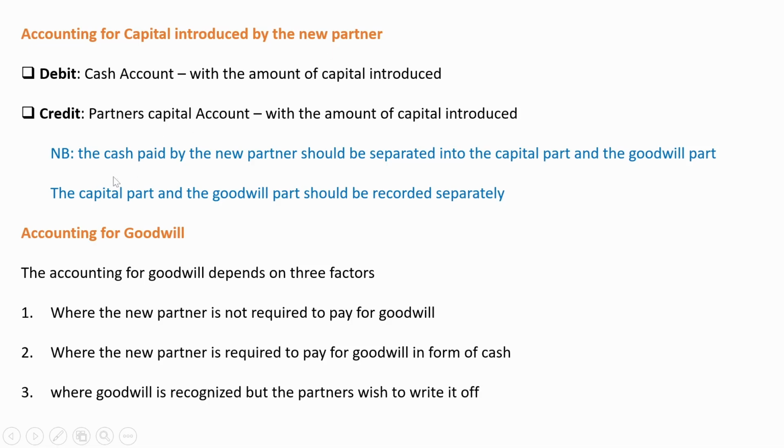Next, we are going to see how to account for goodwill. The accounting for goodwill depends on 3 factors. 1, where the new partner is not required to pay for goodwill. 2, where the new partner is required to pay for goodwill in form of cash. And 3, where goodwill is recognized but the partners wish to write it off. So we are going to look at all these 3 methods.